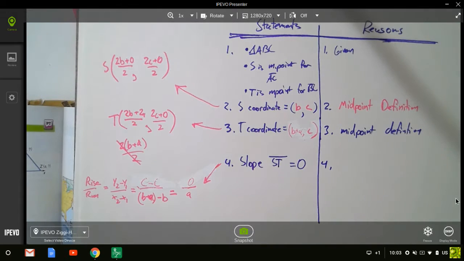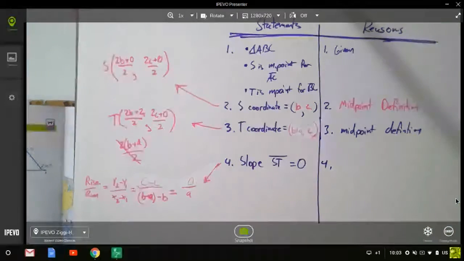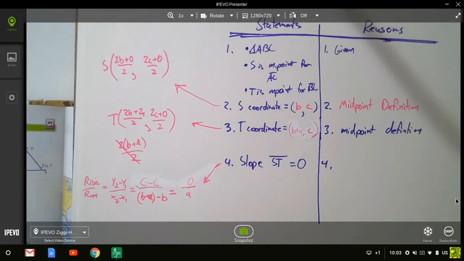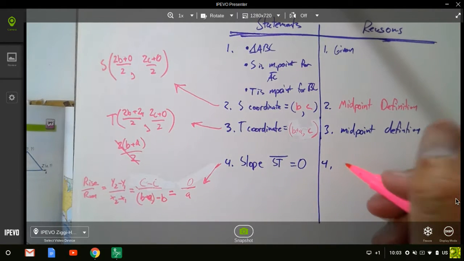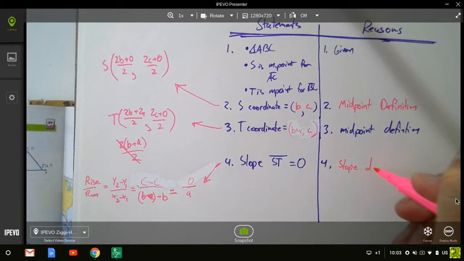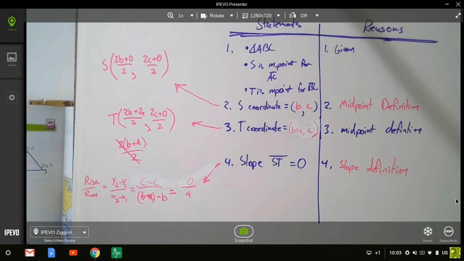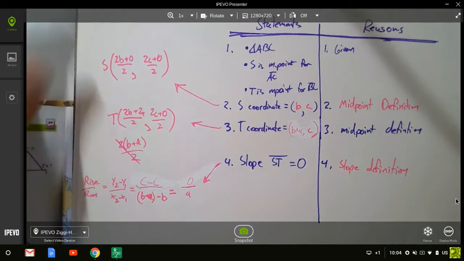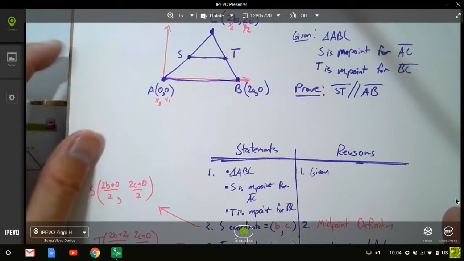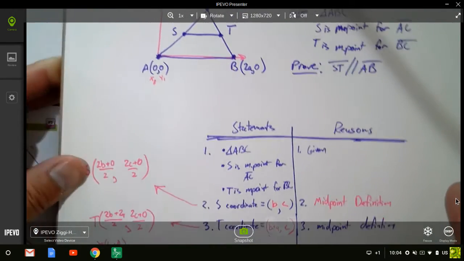And we know that if we use the midpoint definition to define our reason for finding the midpoints, what do you suppose we're going to put here? Slope definition as well. So we have the slope of ST. Now we have to do the same thing for AB, from points A to B, which I think is a little bit easier because the points are a little bit cleaner.